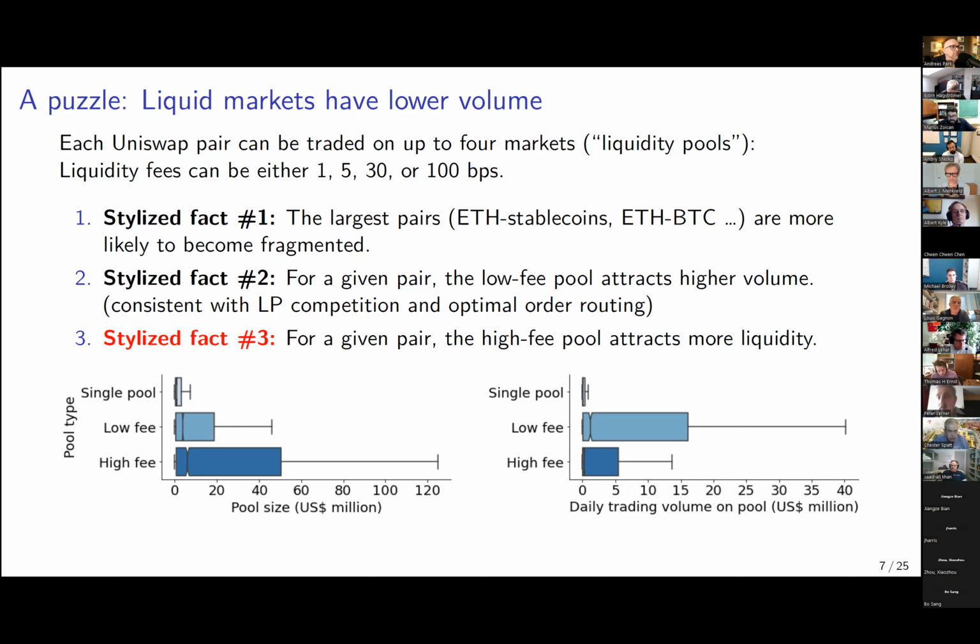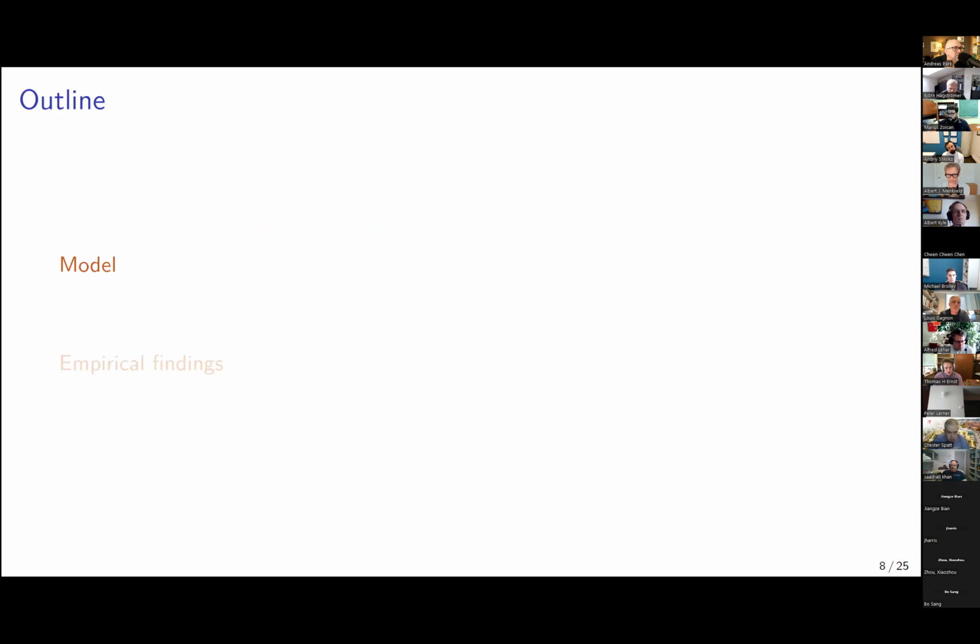volume? What came to mind is obviously a clientele effect type of story. So I'm going to have a model trying to explain this pattern. With this model, we're going to generate additional predictions, and then we're going to test them. Is there perhaps a natural point to take any questions, or should I just jump straight into the model?